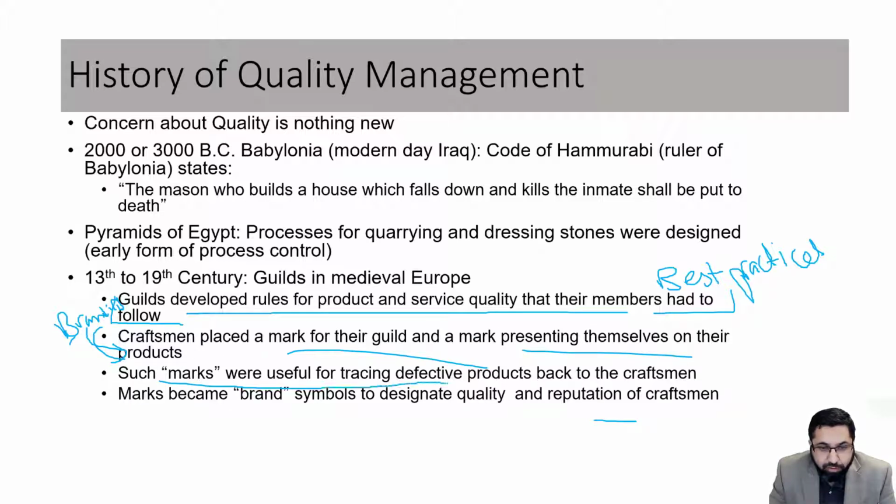Such marks were useful for tracing defective products back to the craftsman who built them. So if there was a defect, the customer could go to the guild and they would have the craftsman fix it. The marks also became brands or symbols to designate the quality and reputation of the craftsman. So that was another early form of quality management.